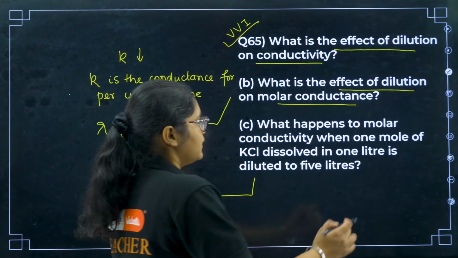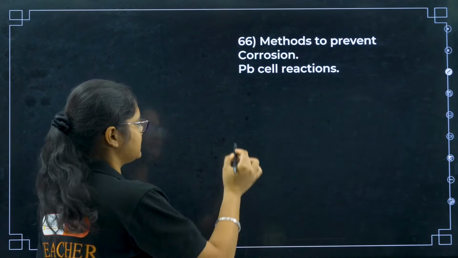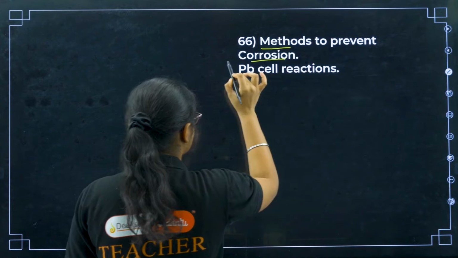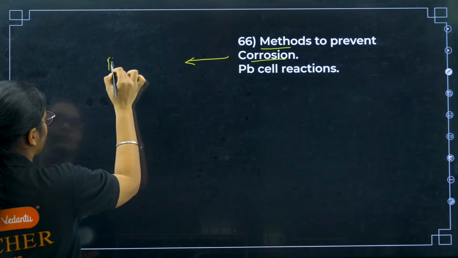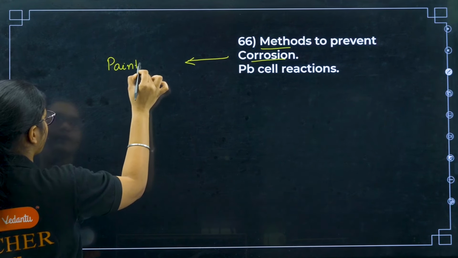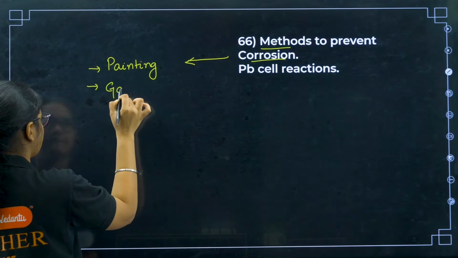Next is how to prevent corrosion. This is also a normal question, not very important, but it is a general question you should be knowing. You can do painting. Or the next thing is galvanization.